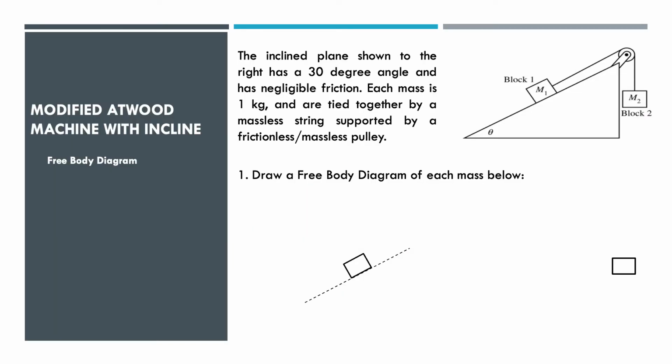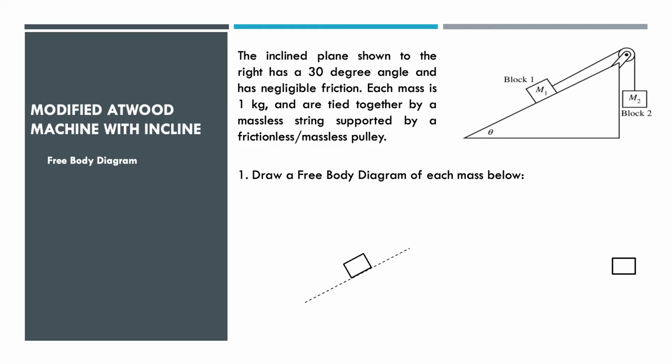I want to go over Atwood machines. Atwood machines are whenever you have two weights connected to each other by a rope and gravity is acting on it in some form or another. This is a kind of difficult problem because they put one of those blocks on an inclined plane. So the first question is normally draw a free body diagram.